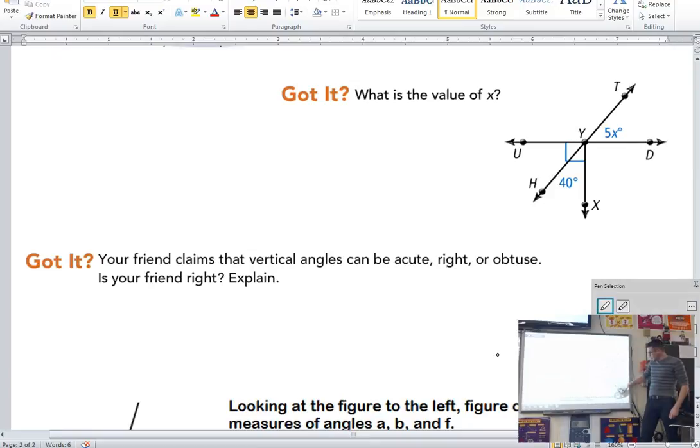So I can identify, I've got this line TYH, that's straight. I've got UYD, that's straight. And YX, well, that's straight, but it doesn't go through the vertex. It starts at the vertex and then just drops down. So we need to relate that 5x to something else. Can anyone take a risk and see where we're going to start to make that relationship?